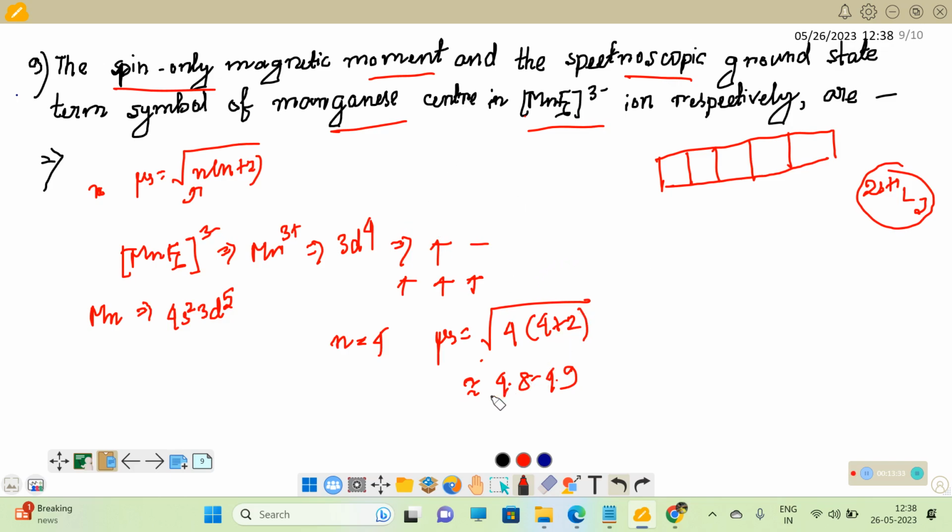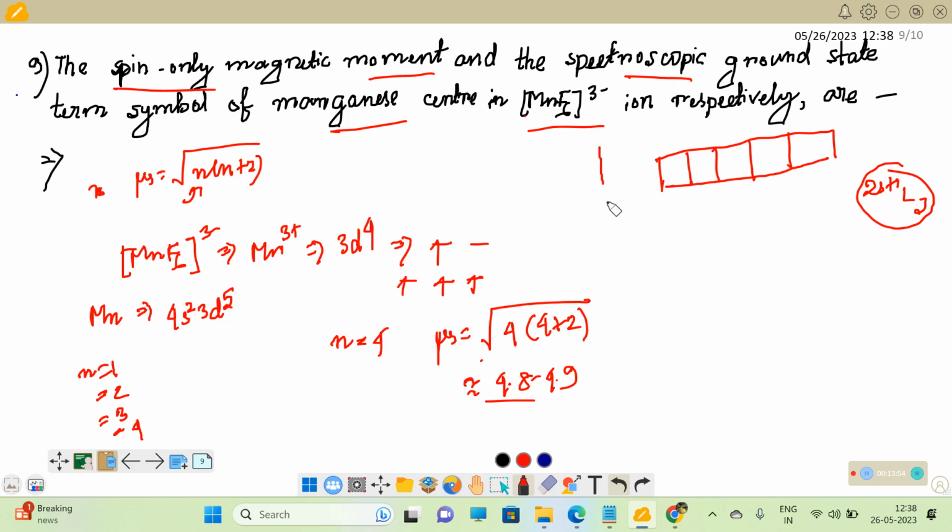So here the answer will be like this. I told some tricks to remember the values of the unpaired electrons and the magnetic moment value for the different unpaired electrons. In the previous video you can go to the video with the link given in the i button.